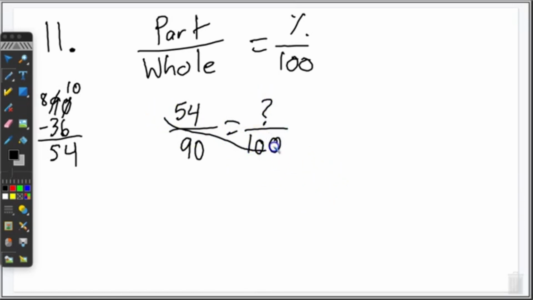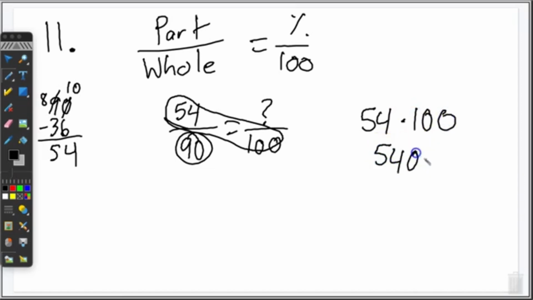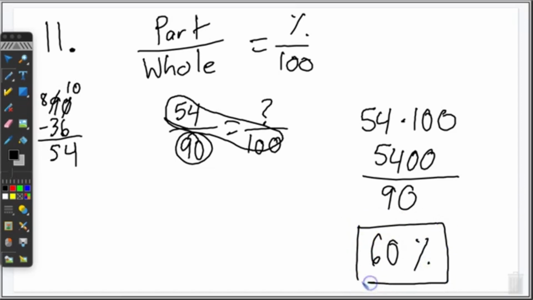100. So bat and ball. We multiply the bat, and we end up with 5,400. Then we divide by the ball. And we will end up with 60%. It was 60% of the sandwiches. I knew it was 60%, just wanted to check. Make sure everything is correct.